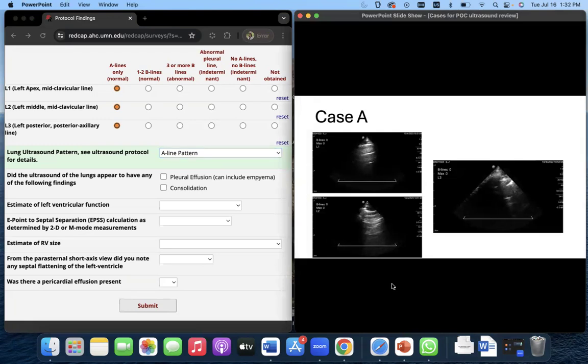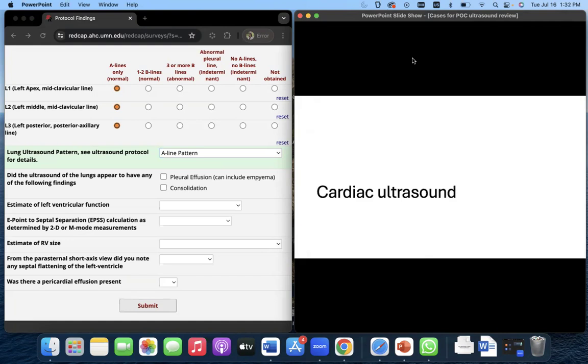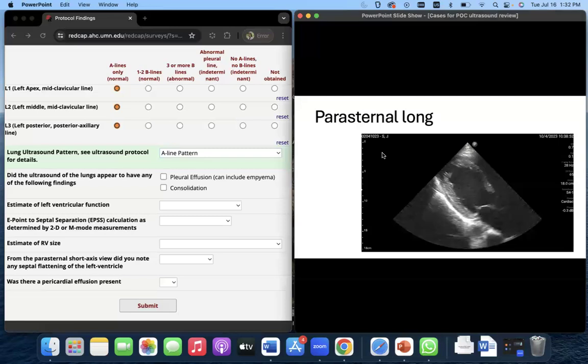And so the last part of the form goes into the cardiac images and their interpretation. Just as we did in the course, they started out with parasternal long axis view here.